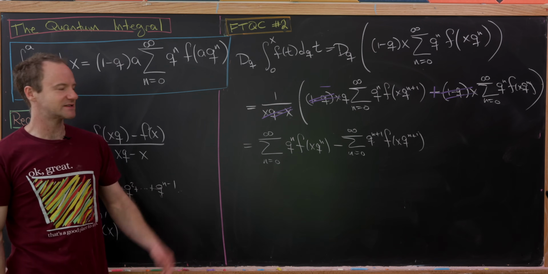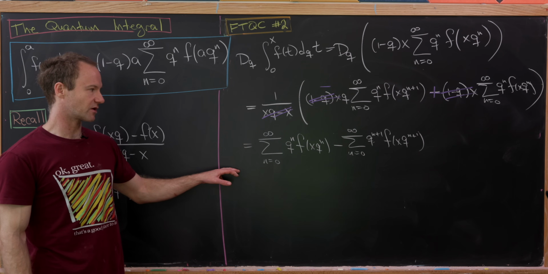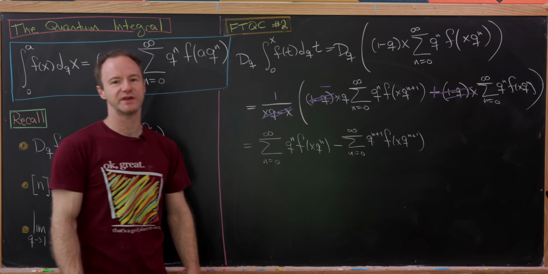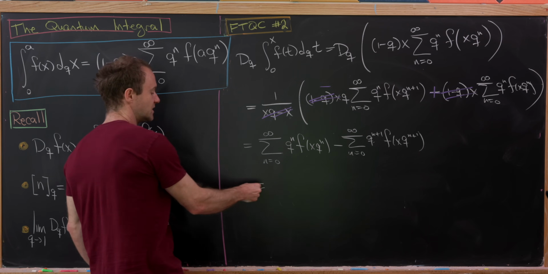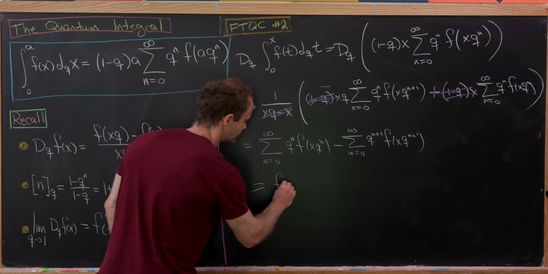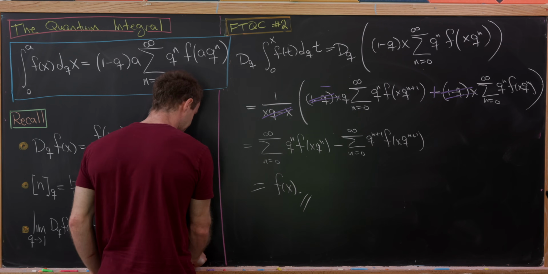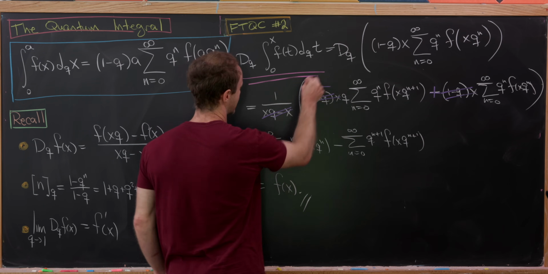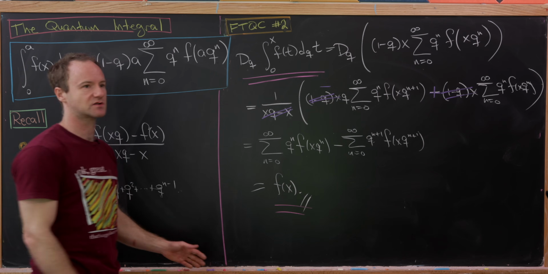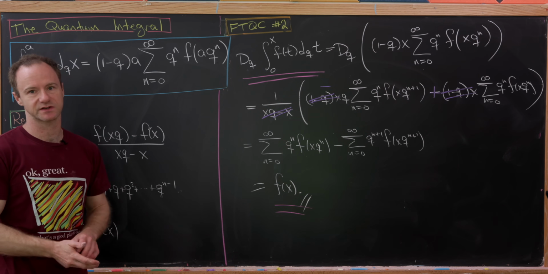But now we've got sort of the same thing as we had before. We can bring out the 0th term here, and notice that everything after the 0th term in this first sum will be canceled by that second sum. So all we'll be left with is the 0th term in this first sum, which is clearly equal to f of x. But look, that exhibits exactly the sort of relationship that we would want. Notice that the quantum derivative of this function defined in terms of the quantum integral, the derivative and the integral cancel. So that's a nice result.